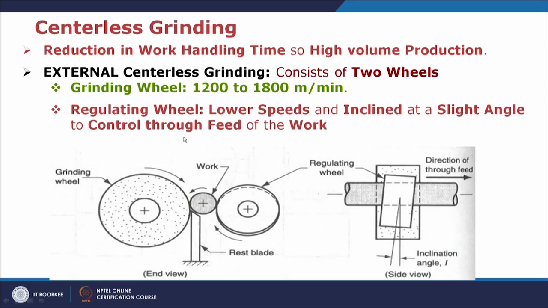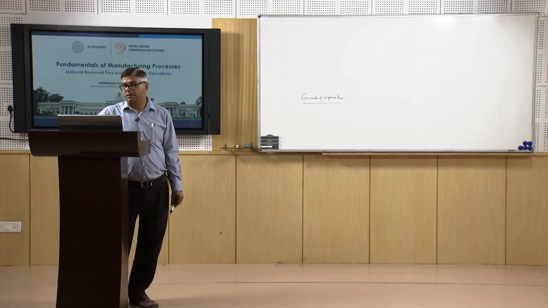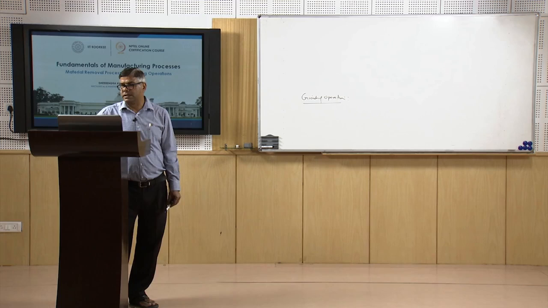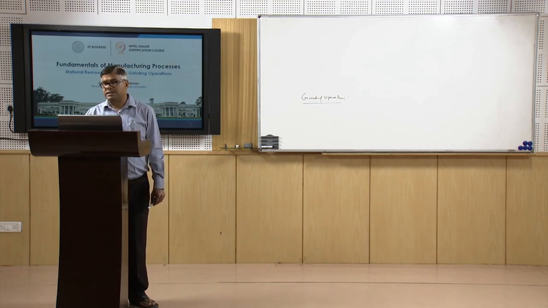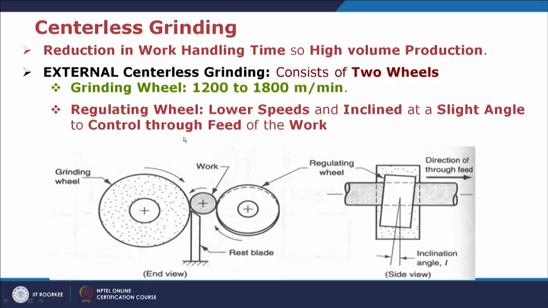It is a very quick process. We just need to place the workpiece on the rest blade, between the grinding wheel and the regulating wheel, so it does not take much time. This is justified for high volume production. The speed of the grinding wheel used for centerless grinding can vary from 1200 to 1800, and the regulating wheel rotates at lower speeds, but it is inclined at a certain angle so that the feed can be controlled.